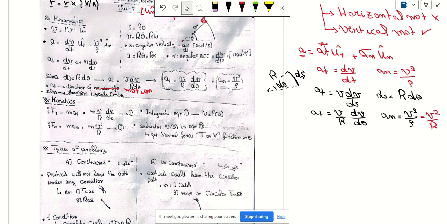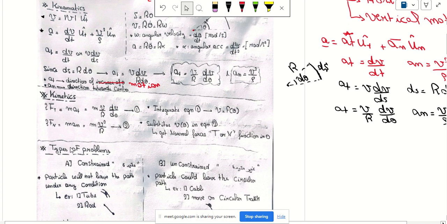Okay, so basically the kinetics is no more than saying that the summation of forces in each direction is equal to m times the acceleration in this direction. So simply, if you zoom in, the summation of forces in the t direction, which is the tangential direction, is equal to m at. So the summation of forces is equal to m, and again we will use this expression. Okay, so it's m v over r dv by d theta, and this will be our first equation.